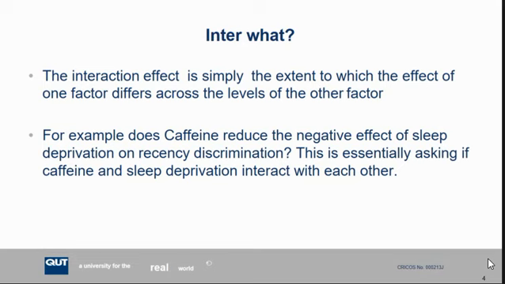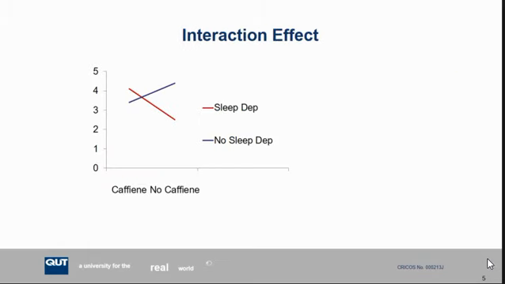An interaction effect is simply the extent to which the effect of one factor differs across the levels of the other factor. So for example, did receiving caffeine reduce the negative effect of sleep deprivation on recency discrimination? That's essentially the same as asking, did caffeine and sleep deprivation interact with each other? So let's have a look at the case where they have interacted.